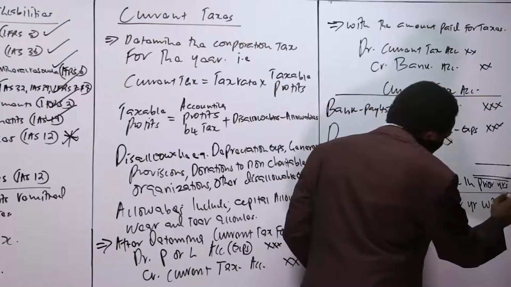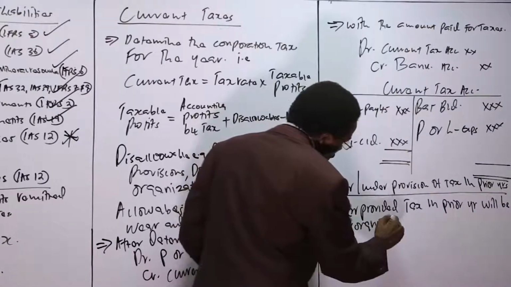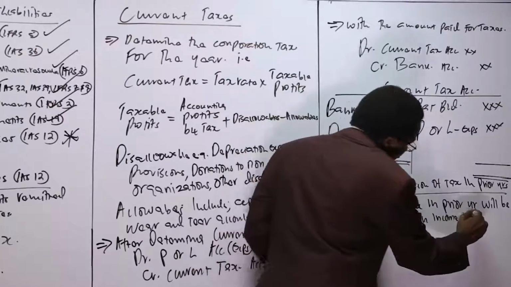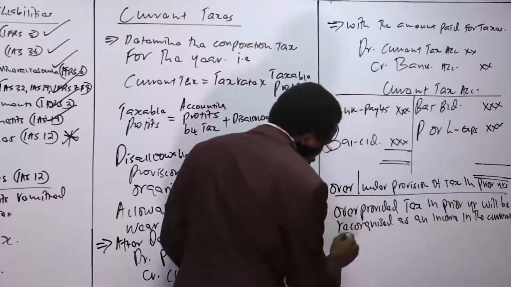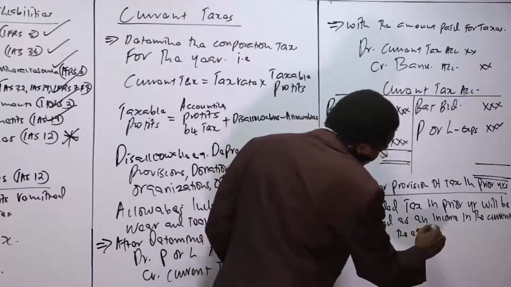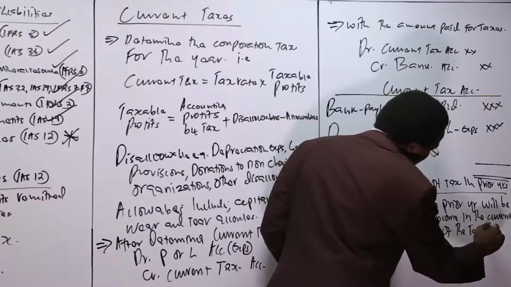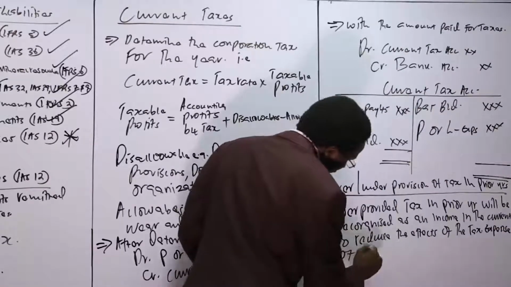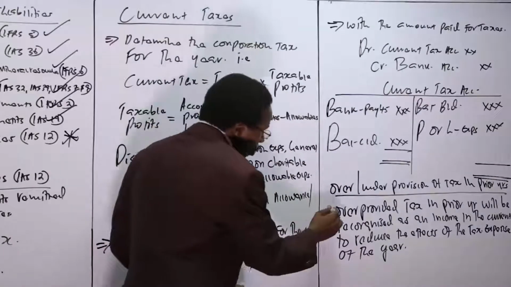will be recognized as an income in the current year to reduce the effects of the tax expense of the year. That's what you do. That is an over provision.